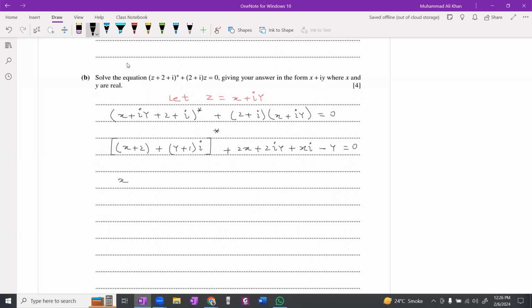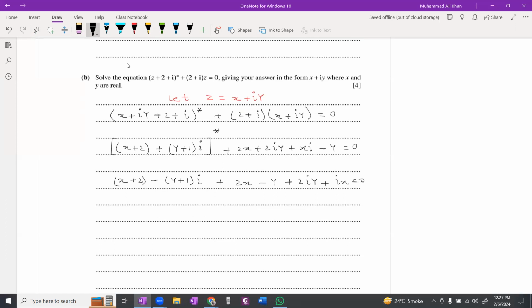So now, the first portion is the conjugate portion. So it means it will be x plus 2 minus y plus 1i plus 2x minus y plus 2iy plus ix equals 0. As we have to solve the equation and the whole equation equals 0, it means the real part is 0 and the imaginary part is 0.